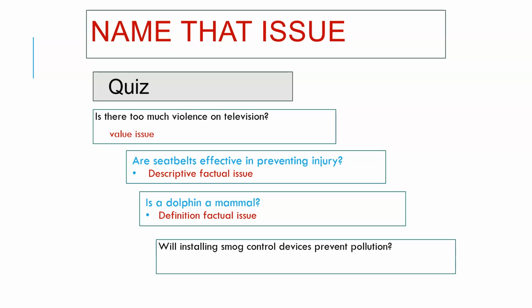So we know that's a descriptive factual issue, but it's also a policy issue because after we do the science, it's calling for an action. If we know that this is going to prevent pollution, then we should change the law. We should implement it somehow.